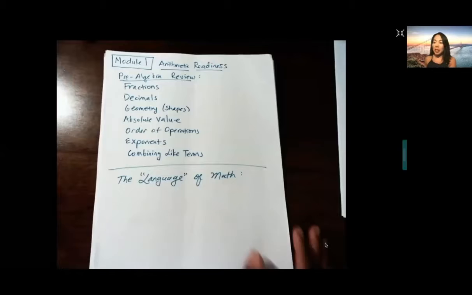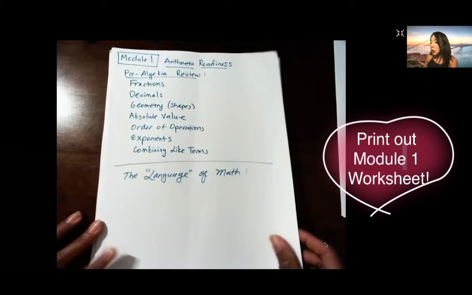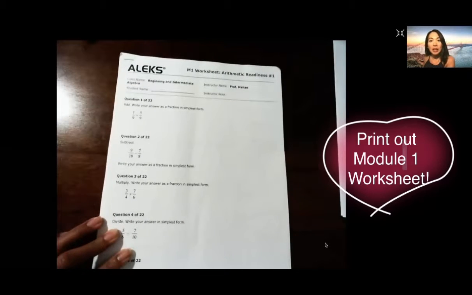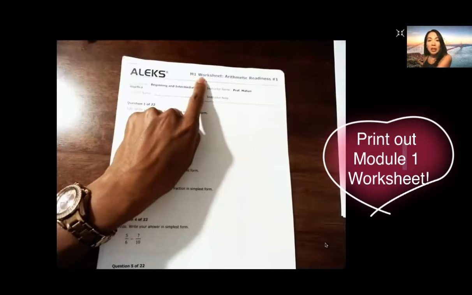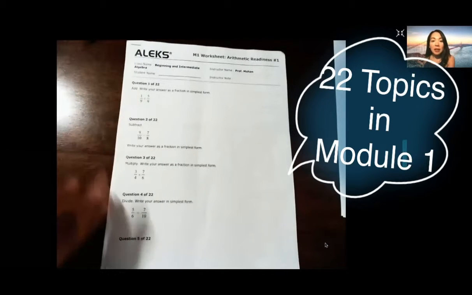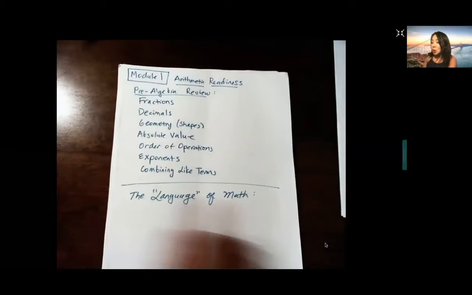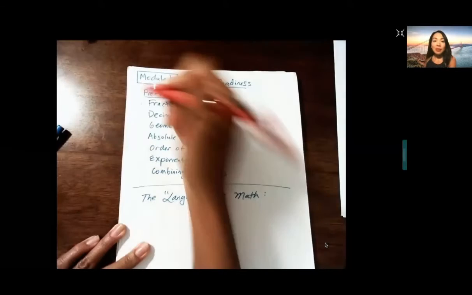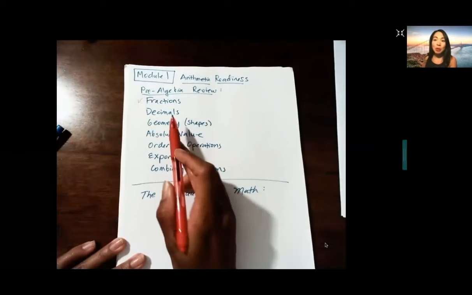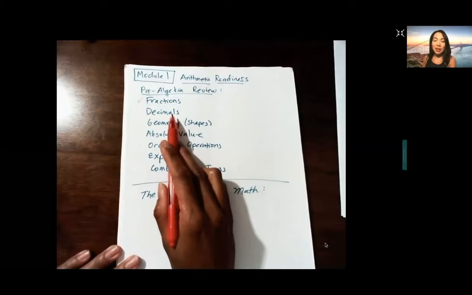So I'm going to go ahead and share my screen so that you can see what we'll be working on right now. The worksheet that you should have printed out or have access to is the Module 1 worksheet, Arithmetic Readiness. There are 22 topics in this module. The topics deal with fractions. I know that's a dreaded topic for some of you.